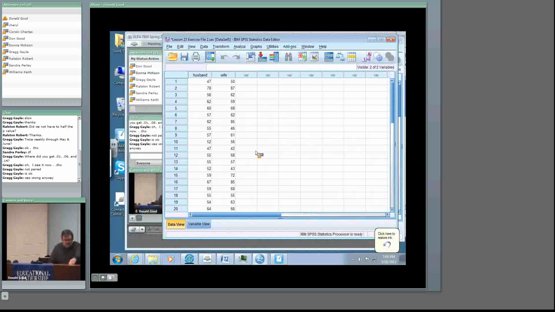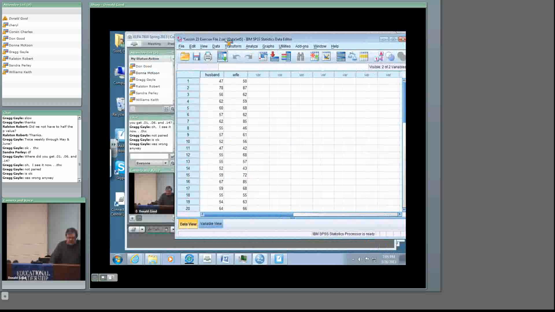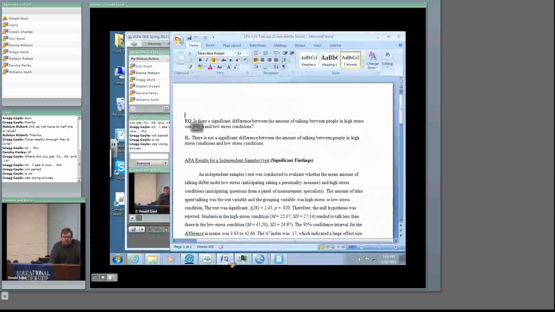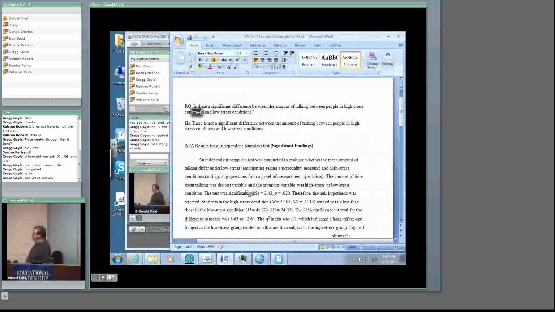Okay, last thing I want to do is talk about the write-up for a t-test. I've got an example that I gave you under content. Again, there are 3 kinds of t-tests, but I'm just giving you an example of a write-up for an independent samples t-test. You'll see the same kind of information, whatever kind of t-test it is. You're still going to report the mean, the t-value, and the p-value, and all that sort of stuff.